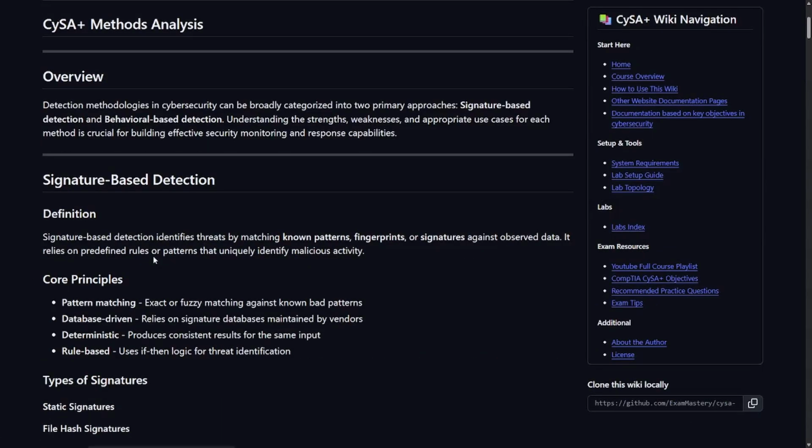Detection methodologies in cybersecurity can be broadly categorized into two primary approaches: signature-based detection and behavioral-based detection. Understanding the key strengths, weaknesses, and appropriate use cases for each method is crucial for building effective security monitoring and response capabilities. Signature-based detection identifies threats by matching known patterns, fingerprints, or signatures against observed data. It relies on predefined rules or patterns that uniquely identify malicious activity. Pattern matching, database-driven, deterministic, and rule-based matching.